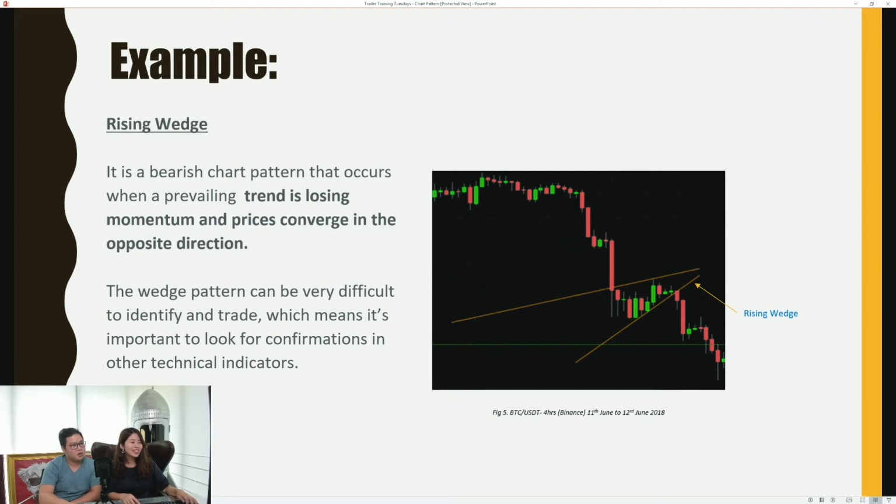Pretty much. Okay, wait. It's difficult to identify, which means he's going to test it later. So the prevailing trend goes down, and then there's a slight mini up, which forms the wedge.